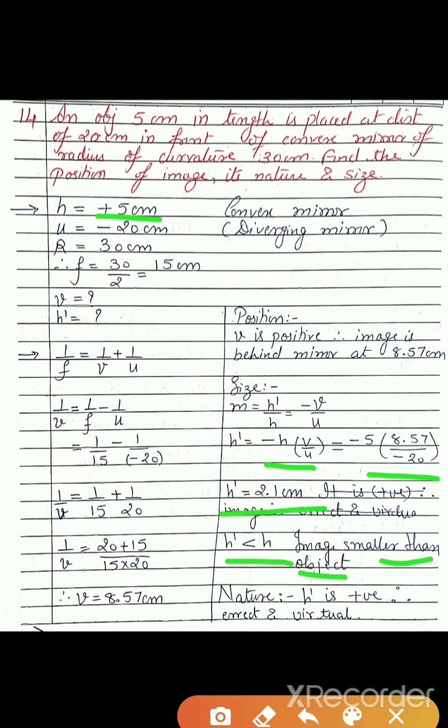Afterwards we need to know the nature of the image. Now here see, H dash is positive, and if height of the image is positive, what does this mean? That the image is vertical. Okay, because it is positive, and all the vertical means the erect images are virtual.